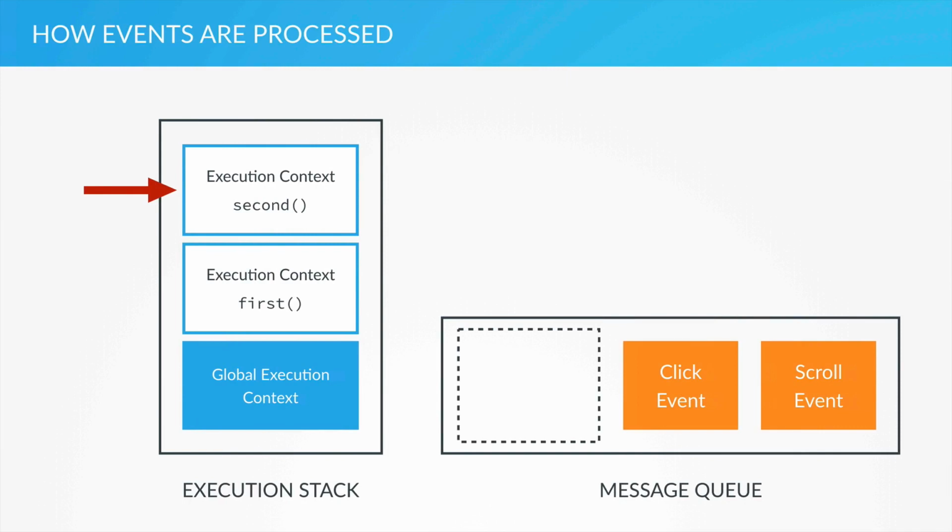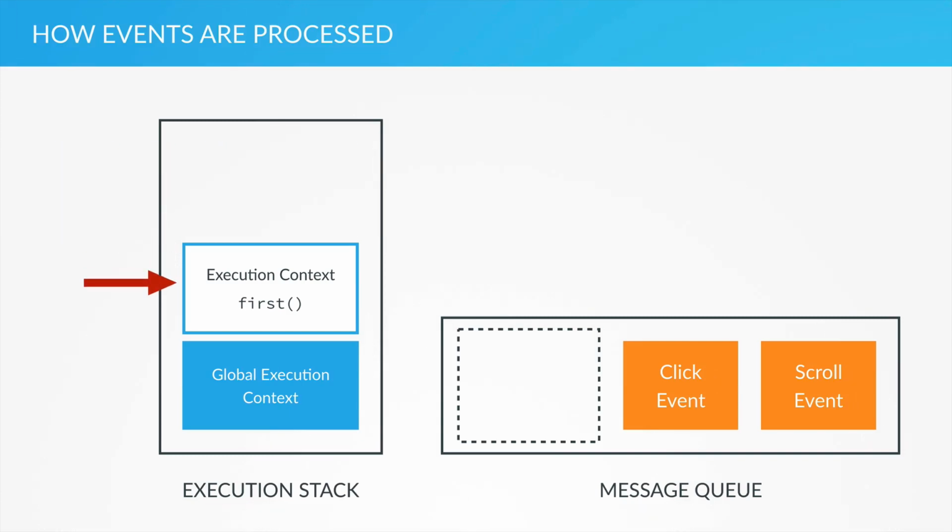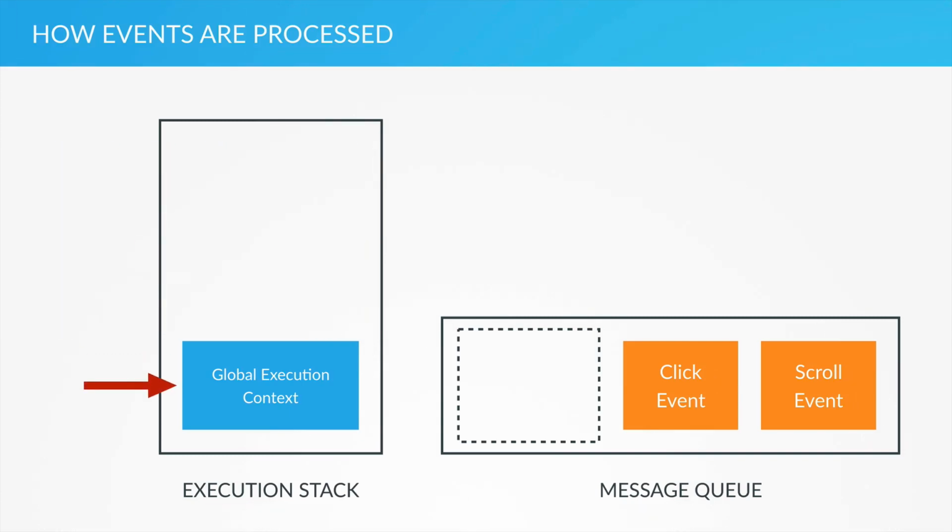And that's because the rule is that an event can only be processed or handled as soon as the execution stack is empty, which means that all the functions have returned. So in here, we currently have two execution contexts on the stack, so these have to return first. Just like this.